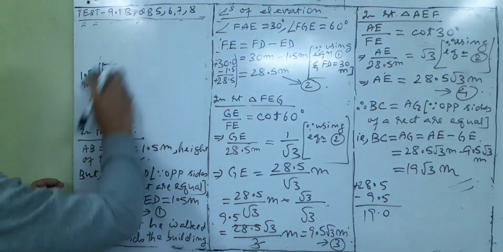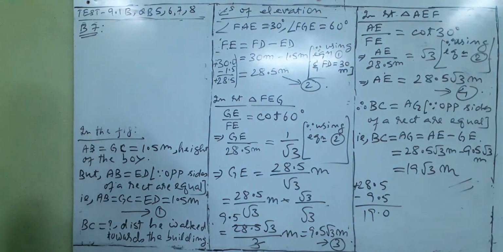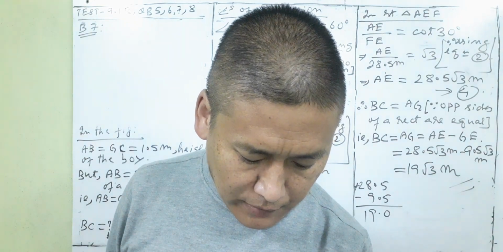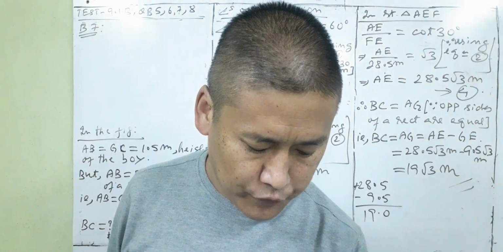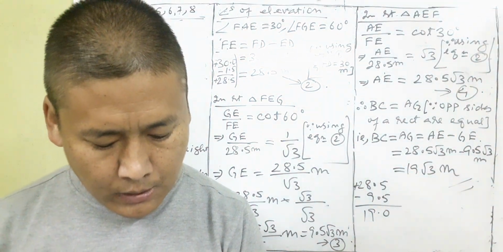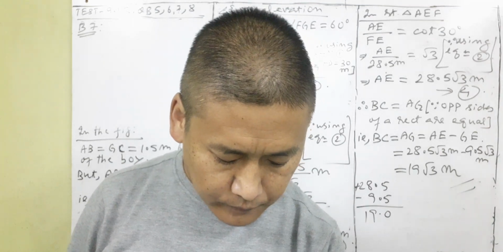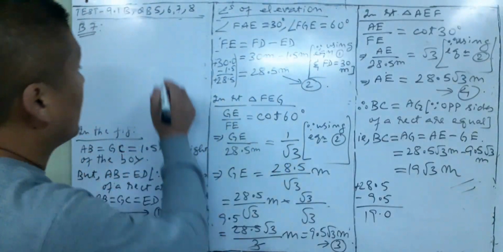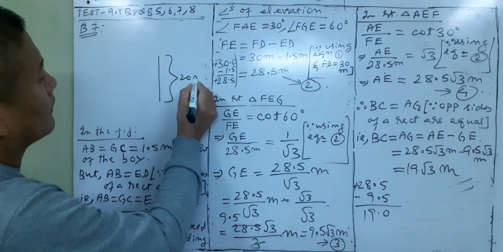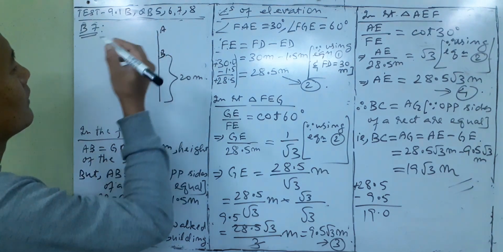Now next question, second question, B7. Let us go there. B7. Let me read the question. From a point on the ground, the angles of elevation of the bottom and the top of a transmission tower fixed on the top of a 20-meter high building are 45 and 60 degrees respectively. So that means there is a 20-meter tall building, and on the top there is a tower. Tower is AB, let us say.